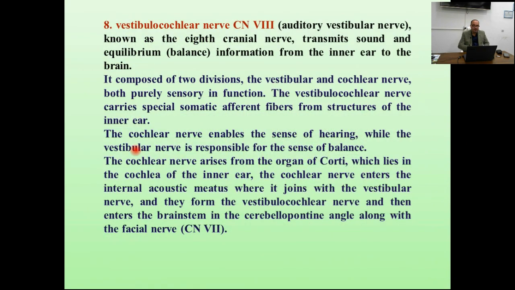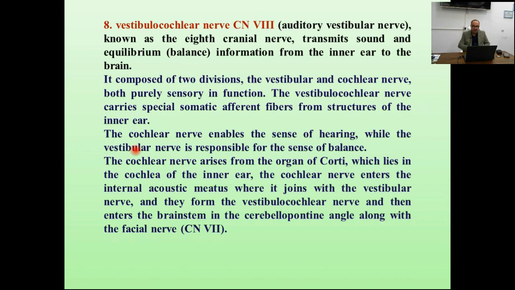We have the eighth cranial nerve called the vestibulocochlear nerve or auditory vestibular nerve. It transmits sound and equilibrium from the inner ear to the brain. It's composed of two divisions, the vestibular and the cochlear nerve, both purely sensory in function. The vestibulocochlear nerve carries special somatic afferent fibers from the structures of the inner ear. The cochlear nerve enables the sense of hearing, while the vestibular nerve is responsible for the sense of balance.